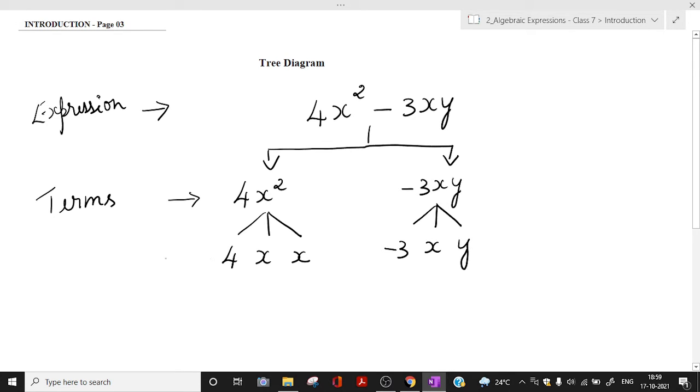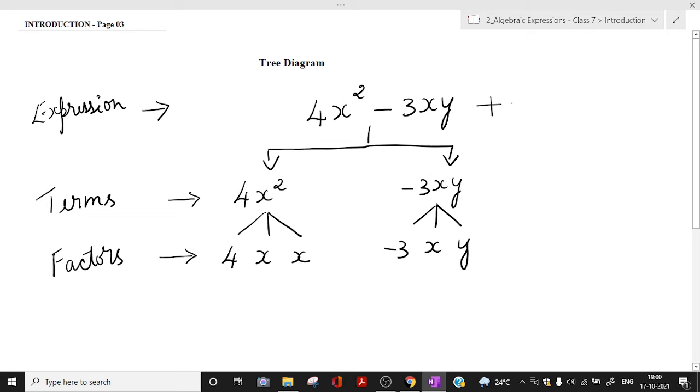What have we written over here? We have written the factors, right? Now this is an expression with two terms. It is not always required that you have a two-term expression. We can also have a three-term expression. And how does it look if I have one more term?